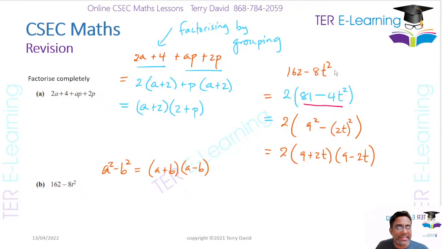So you realize, even though we had to do two things here, we had to use the HCF method in this line. So this here is HCF we're using, right? And then when we jump to this line, we're using difference of two squares, right?